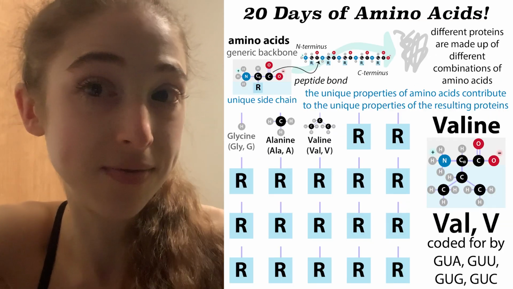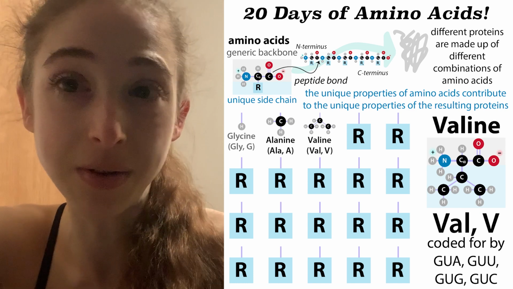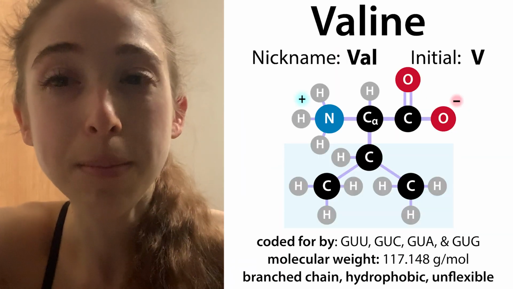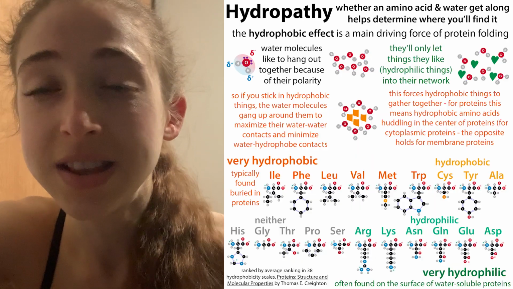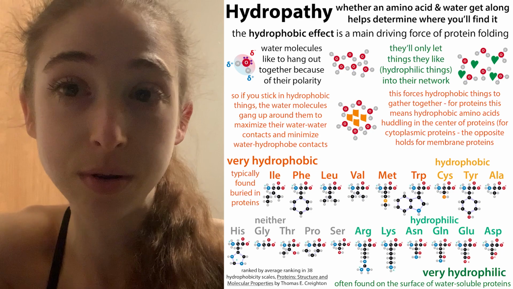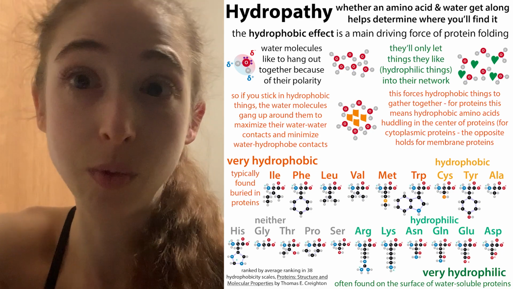Well, valine is really valuable. It's an important amino acid. We actually call it essential because our bodies can't make it ourselves, but it's also really hydrophobic. This means that water doesn't want to hang out with it, and so normally it's found on the inside of proteins, kind of hidden away from the water.